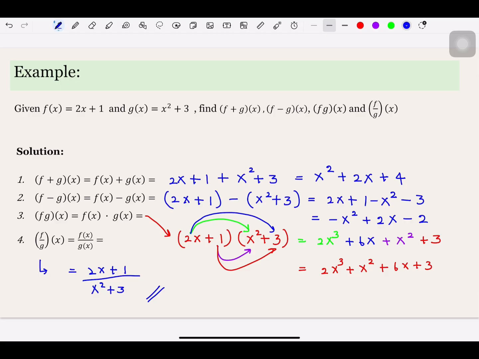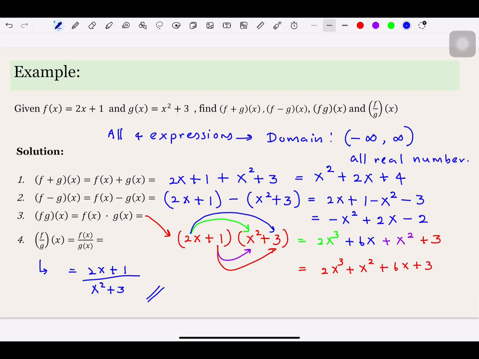So let me write that over here. For all four expressions, the domain is all real numbers. We can represent all real numbers by this interval notation, or else you can write here all real numbers. Doesn't matter. You just have to figure out the domain. Okay, so this is how you get the functions using this method.